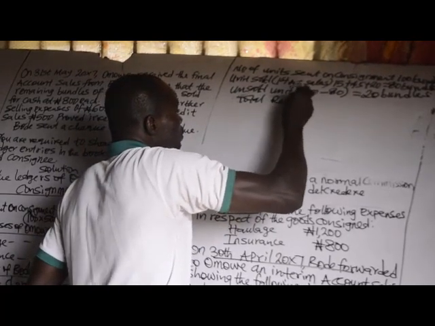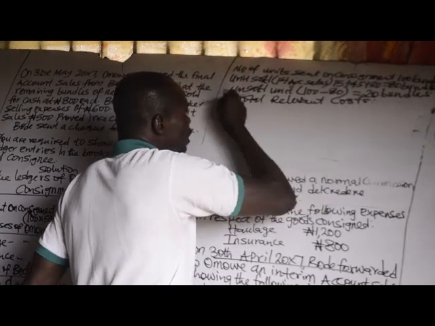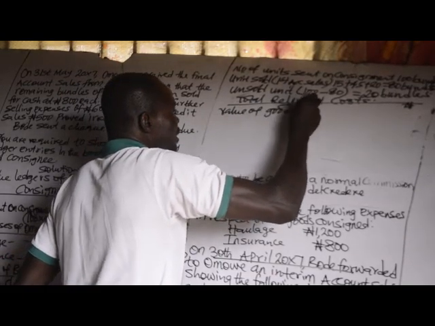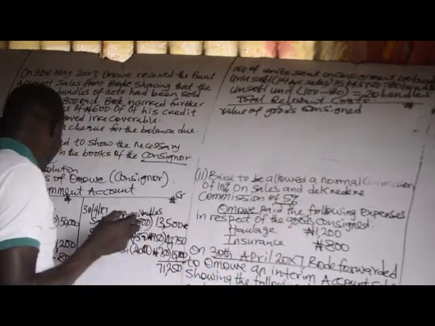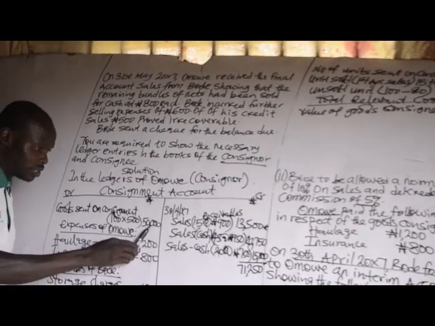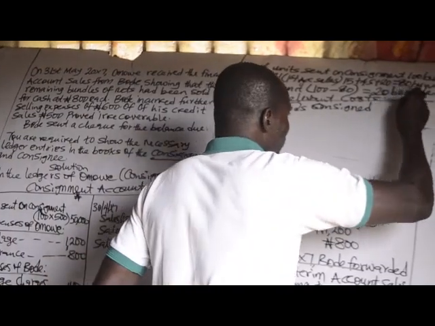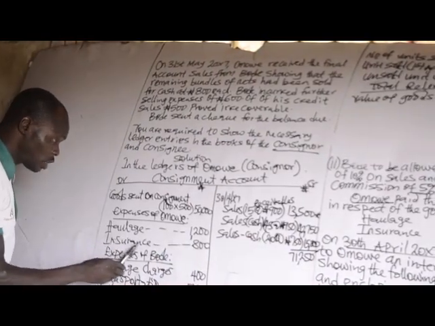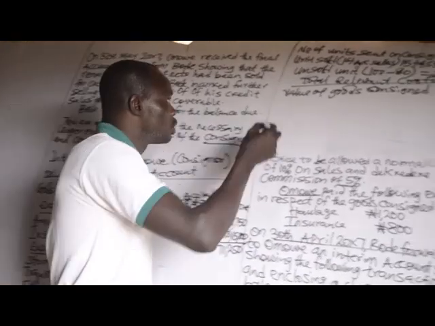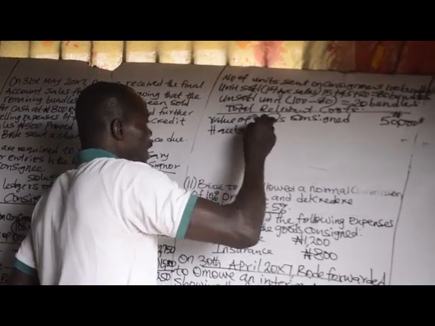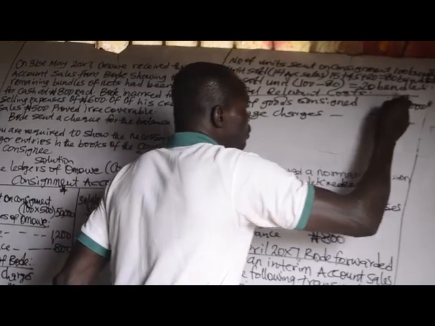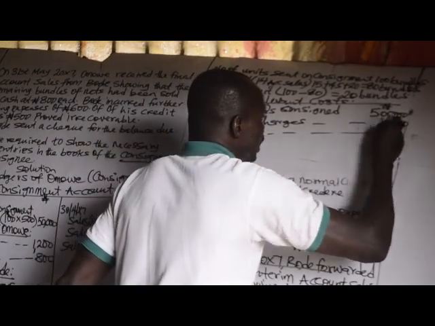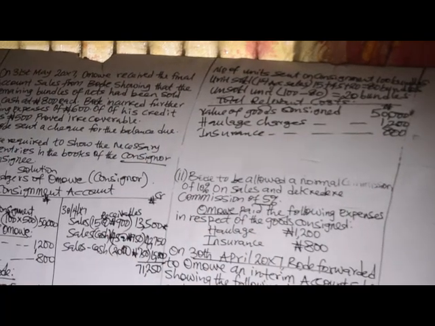Total relevant cost, which includes the value of goods consigned, goods sent on consignment. The value amounted to 50,000 naira, plus the consignor expenses. The consignor incurred haulage charges and insurance: haulage of 1,200, insurance of 800. So those are the expenses incurred by the consignor. Then we now add the consignee relevant expenses.